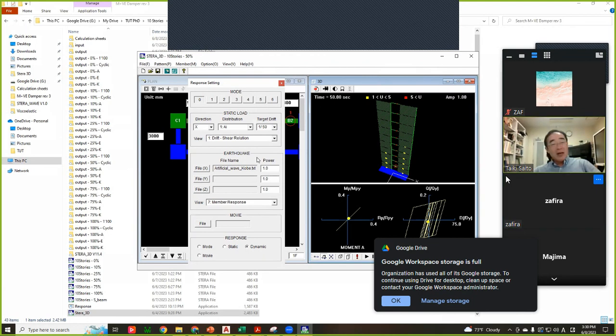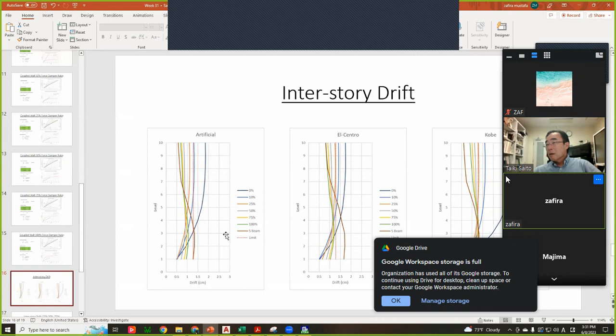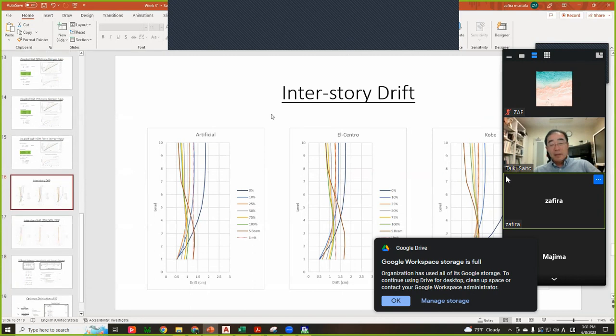Would you send me this file? Okay, sensei. Something wrong. But I have one question, sensei. If the analysis has a problem, why does the time history analysis look fine? It looks fine, but something is wrong. Okay, sensei. Right. Okay, that's all, sensei.